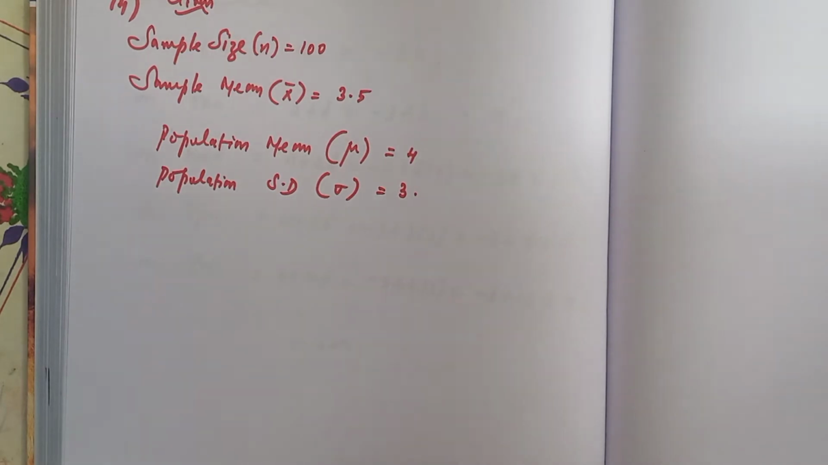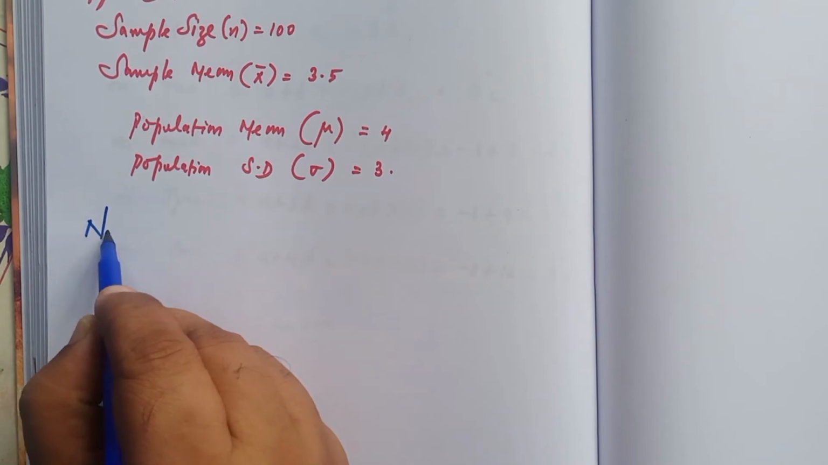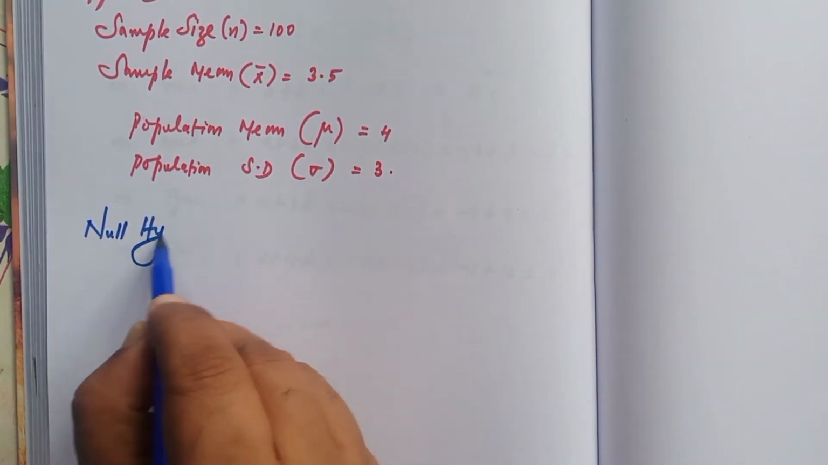Again I tell you, we are fixing that the given condition is correct. What does it mean? The given data is correct, that there is no significant difference between population mean and sample mean. Everything that is given is correct. That is the meaning of null hypothesis. I start with the null hypothesis.